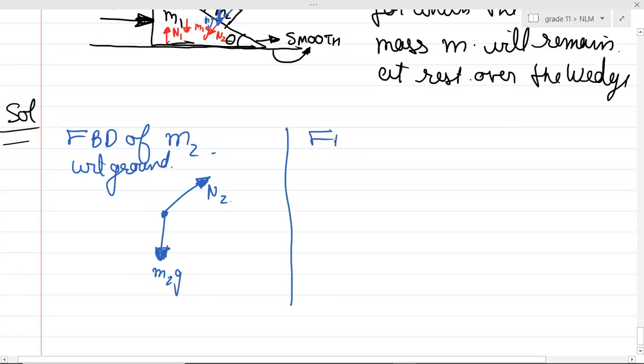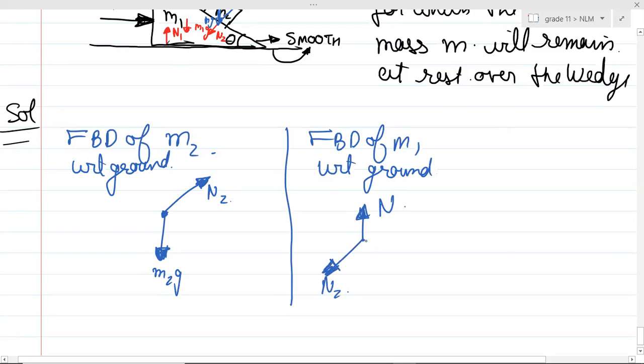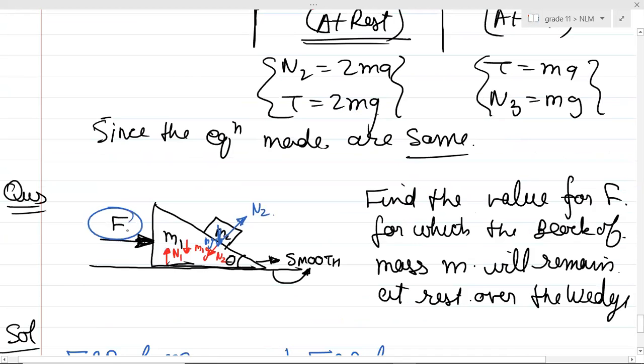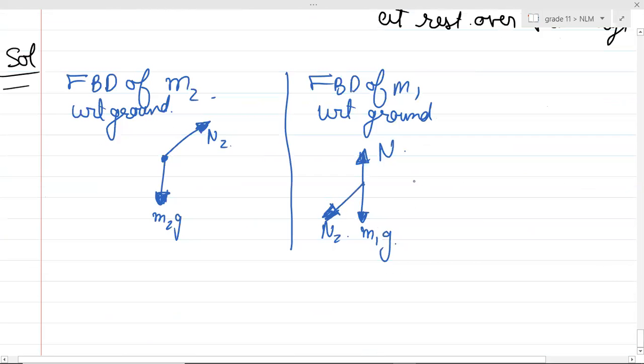Now, similarly, FBD of M1 with respect to ground. It is N1 in the upward direction. Can you see this N1 in the upward direction? N2 in this direction, and M1G in this direction. Apart from this, there will be this force F, which is also acting on the wedge. So these are all the forces acting on M1, and these are all the forces acting on M2.